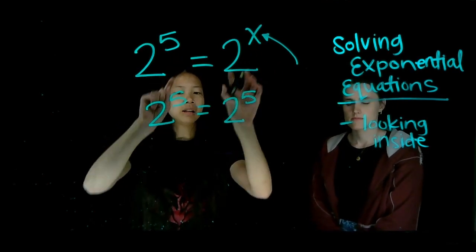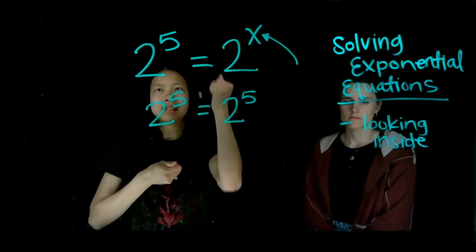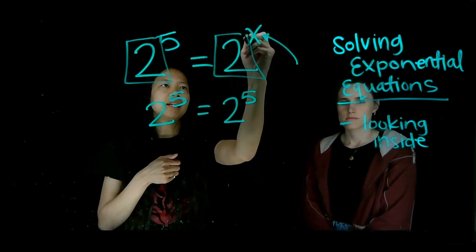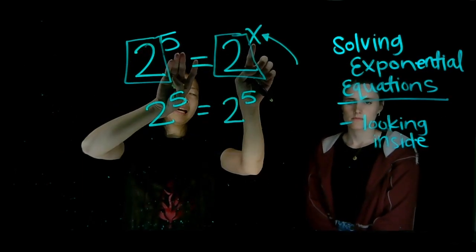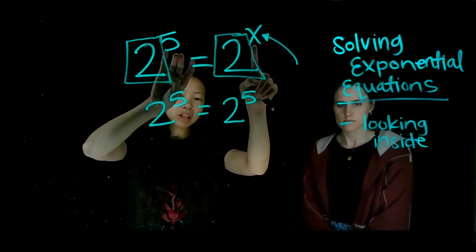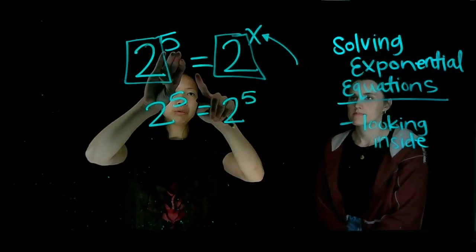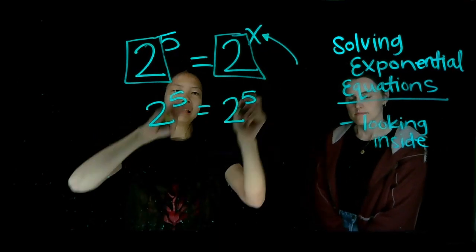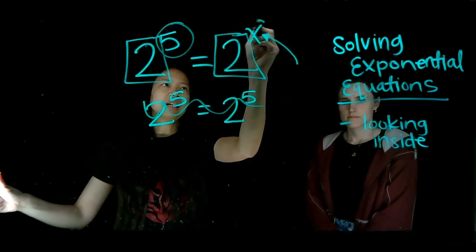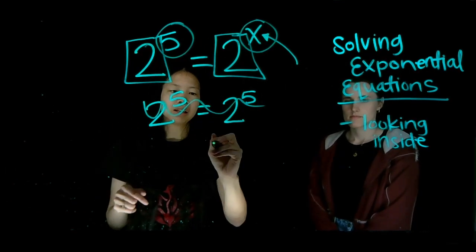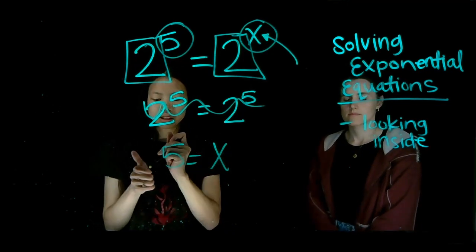So the idea of looking inside is because these bases are the same, I can just kind of ignore them. I can kind of cover them up and just look at the exponents and know that the exponents have to be equal because 2 to the 5th has to equal 2 to the 5th, so x has to equal 5. So you can kind of skip this step here and you can just say, oh, I can just look inside the exponent and say that x equals 5. All right, let's do another one.